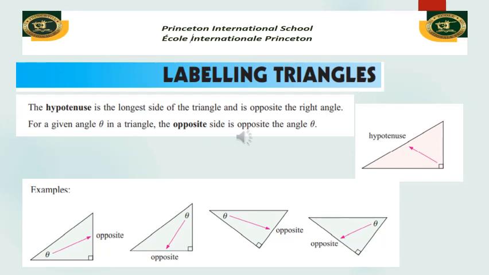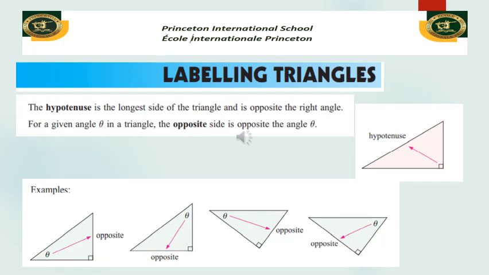Hello everyone. In this presentation, I'm going to explain the trigonometric ratios and how to use them in order to find the sides and the angles of the triangle, especially the right angle triangle. Using the trigonometric ratios depends very much on labeling the triangles. So let's see how we can label our triangles.